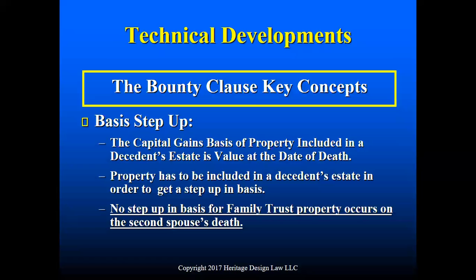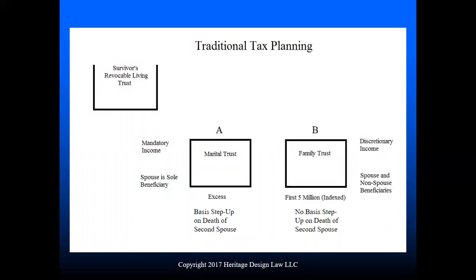All right, so in order for there to be a step up in basis on the second spouse's death, whatever we're talking about to get a step up has to be included in the second spouse's estate. So just to summarize, here's a diagram. You can see on the right-hand side is the family trust, sometimes referred to as the B trust. And on the left-hand side is the marital trust, that's the A trust. And of course, we have the surviving spouse's revocable living trust. So when the surviving spouse dies, the basis of the property in the A trust steps up to the value on the date of the death of the second spouse. But the property in the B trust gets no step up in basis on the death of the second spouse.